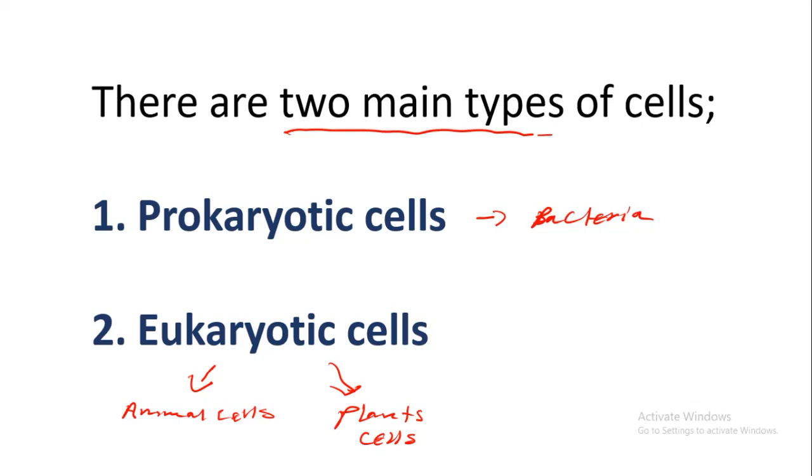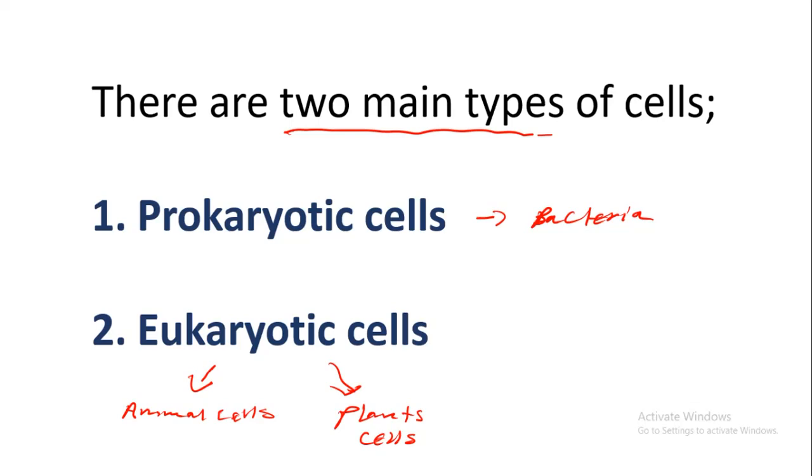And these eukaryotic cells are normally classified into two categories, which are the animal cells, which do not have a cell wall. And we also have another group of eukaryotic cells, which is the plant cells. And these normally have the cell wall.